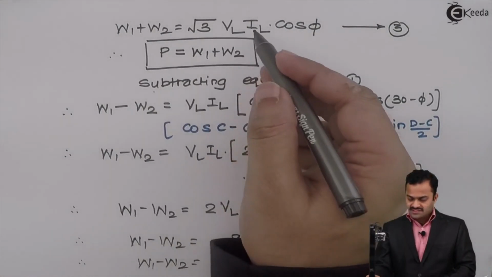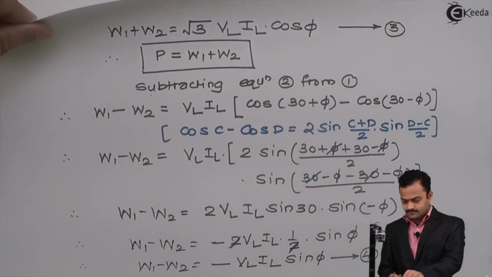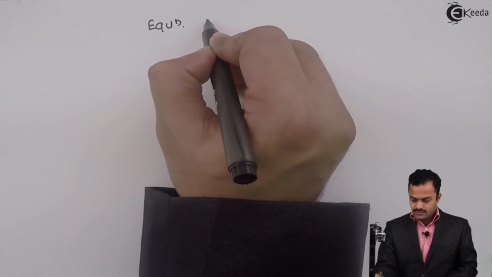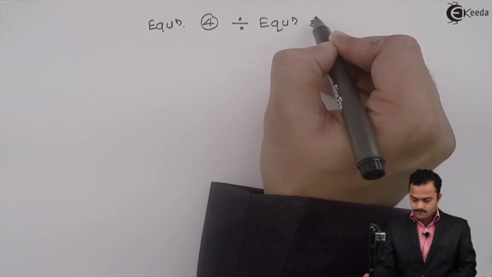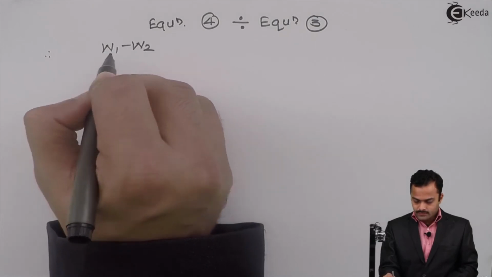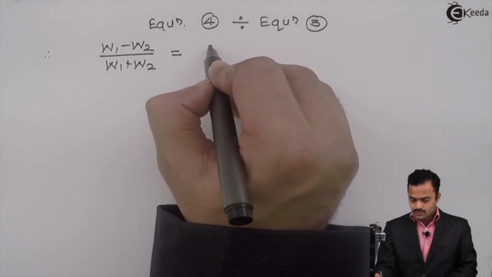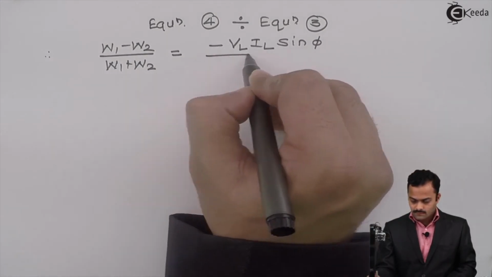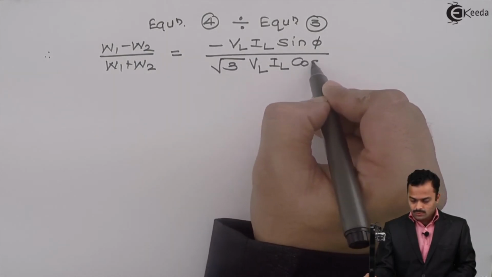Now with the help of equations 3 and 4, we can get angle phi. How? Let's see. So we will perform this operation: equation 4 divided by equation 3. So if I do that, I will get W1 minus W2 upon W1 plus W2 equal to minus VL IL sine phi upon root 3 VL IL cos phi.